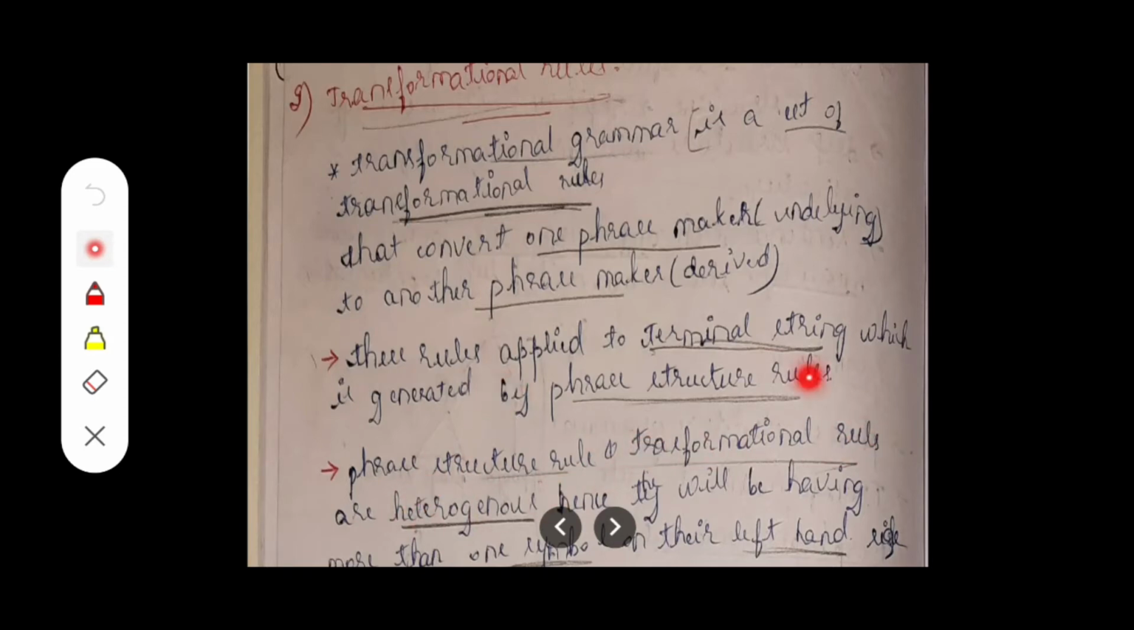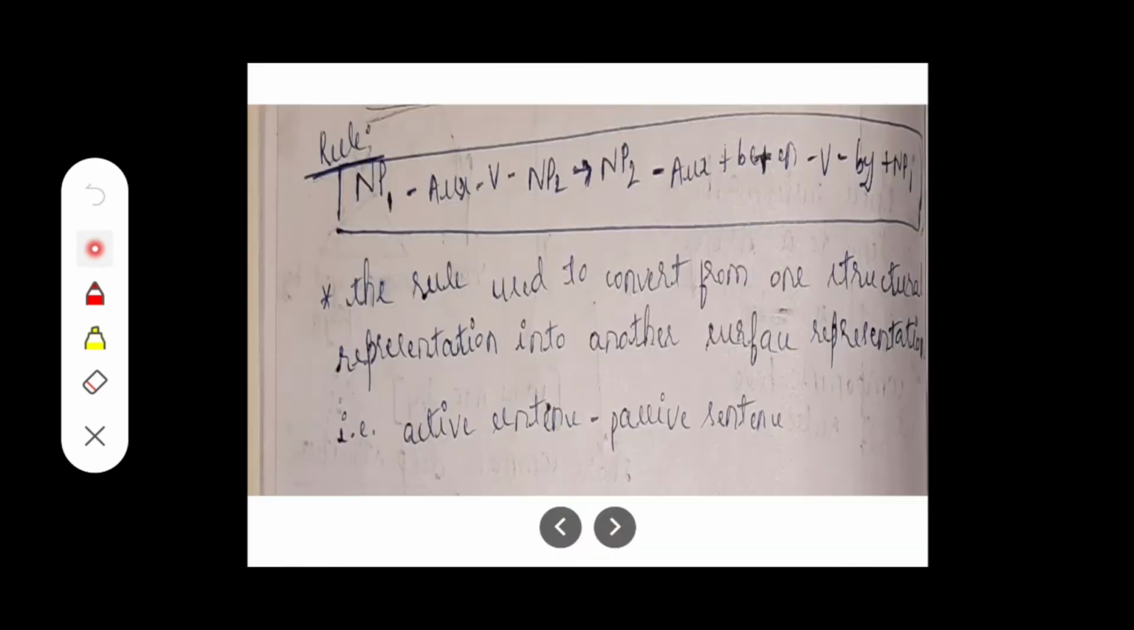Okay, these phrase structure rules and transformational rules are heterogeneous, hence they will have more than one symbol on their left hand side. We will discuss this in detail in the upcoming slides. The rule follows like this: we will have one noun phrase, that is NP1, followed by an auxiliary verb, and the auxiliary verb is followed by the main verb, and finally we will have NP2, or else you can consider this as an object.